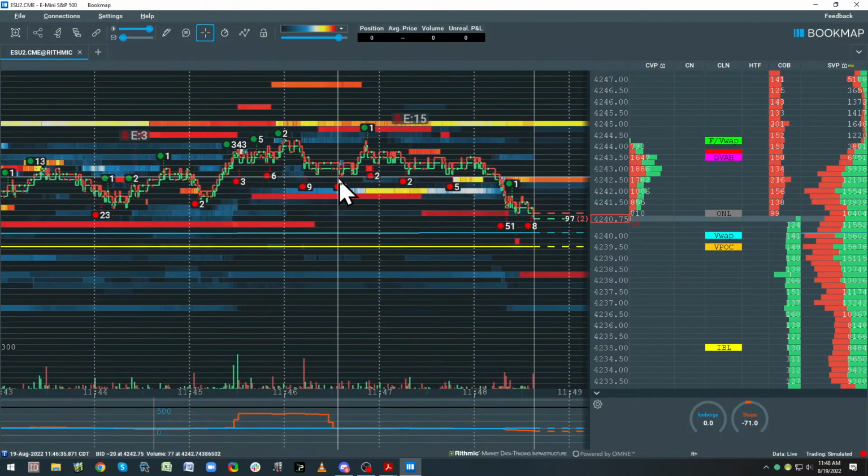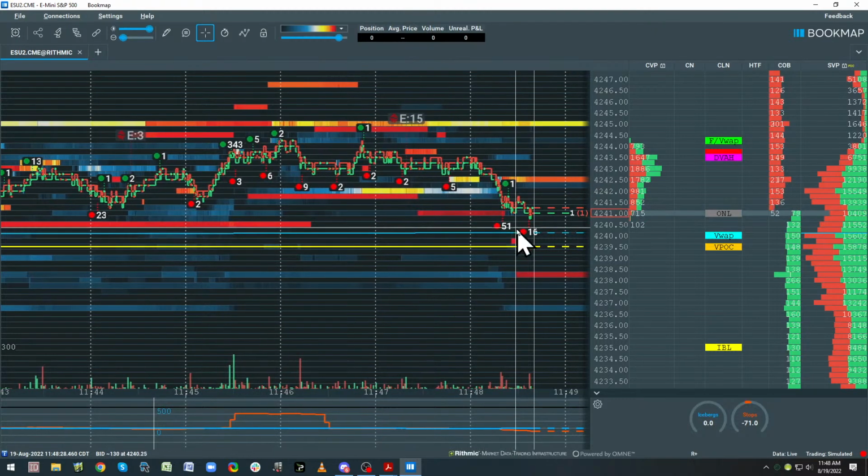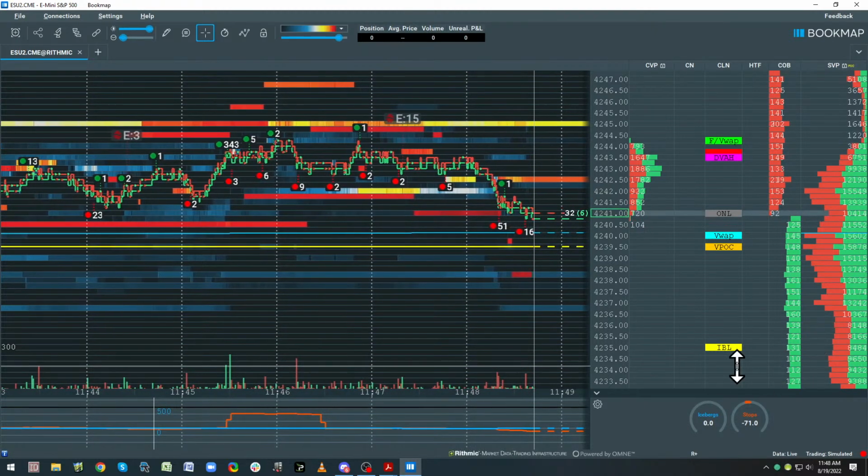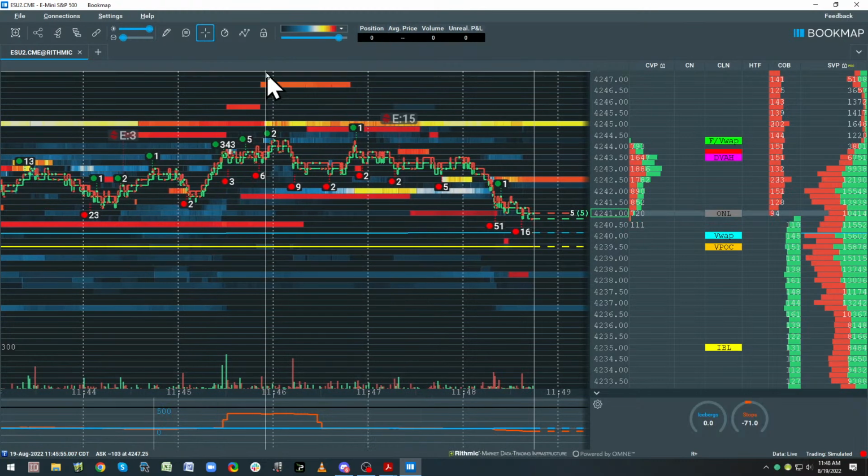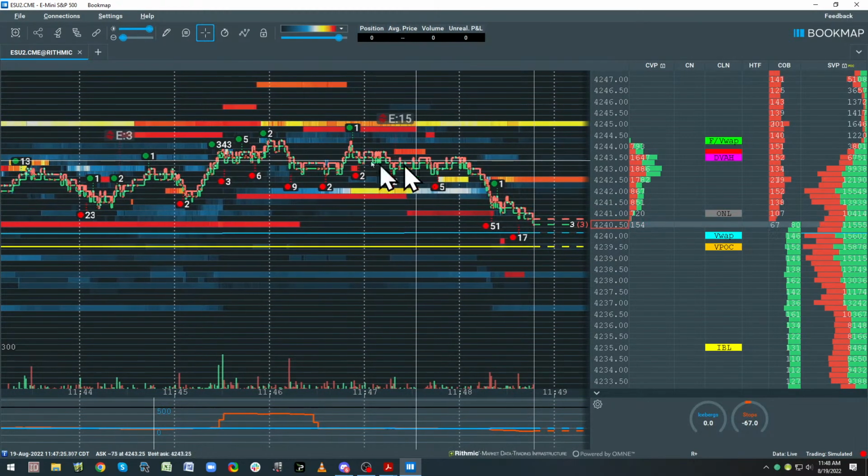So the trade is the short, right? To here, to here. That's this basic trade. And that's based on, you could do this with this.